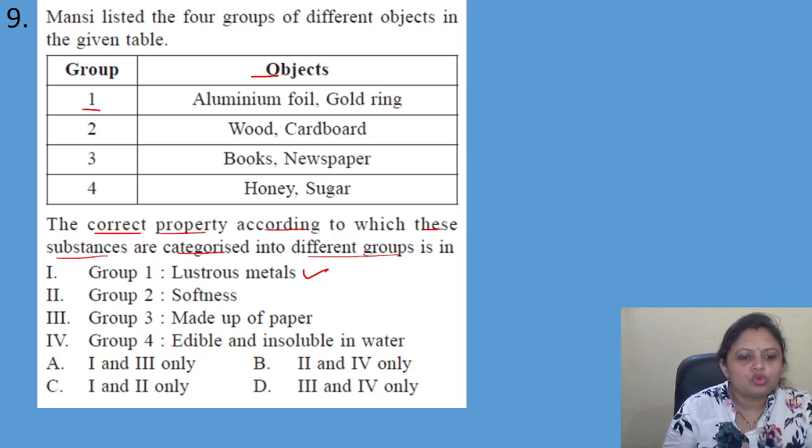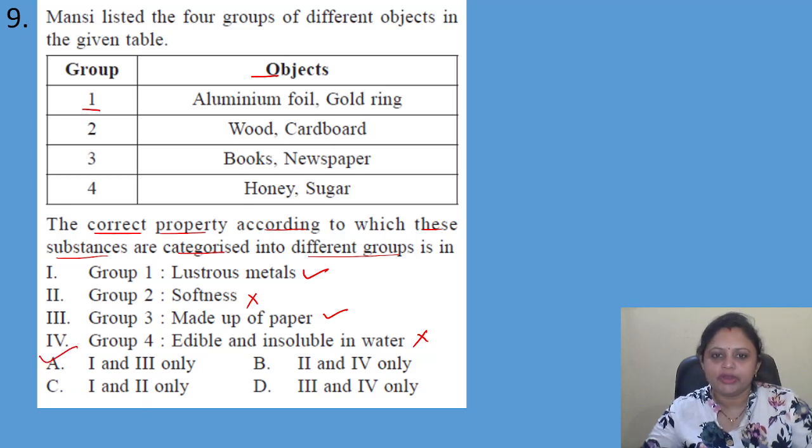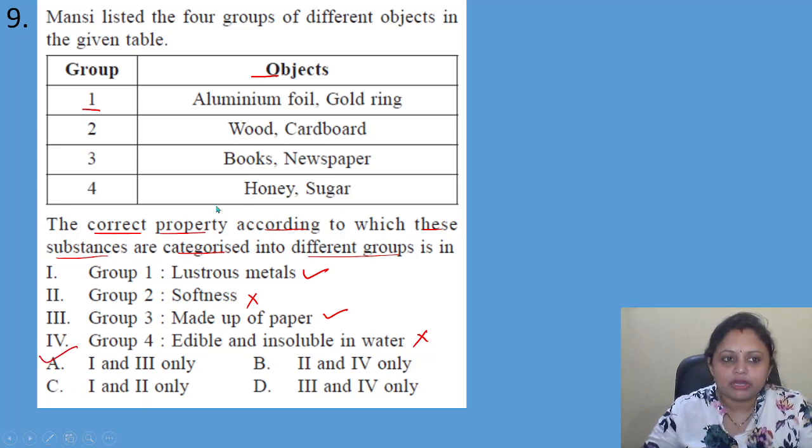Group 2, wood and cardboard, that is softness. No, these are not soft, these are hard. Group 3, made up of paper, books and newspaper. Yes, these are made up of paper. Group 4, edible and insoluble in water. Honey and sugar are edible, but they are soluble in water. Okay, so this one is incorrect. We have to find out the correct one. Okay, so correct one, that is 1 and 3, which is present in option A. Got it?